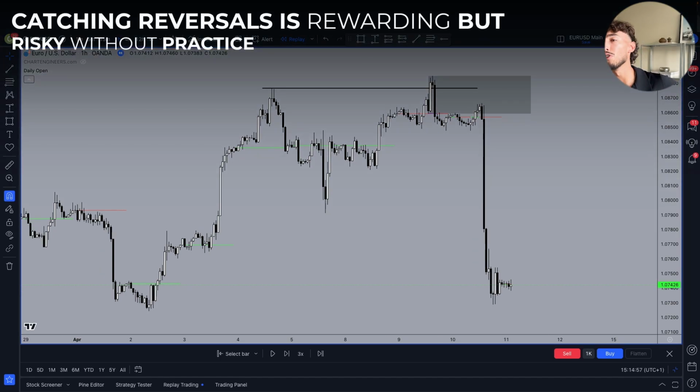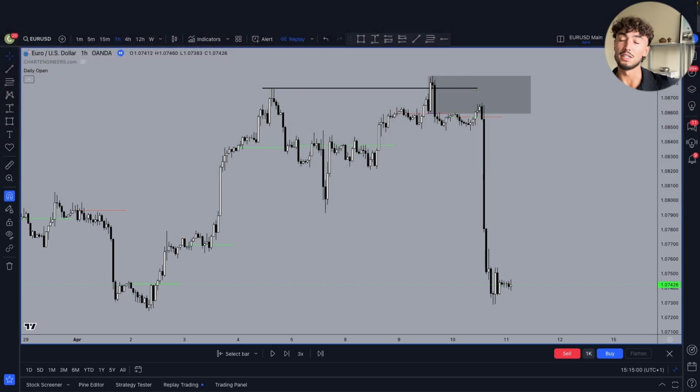Remember, while catching reversals can be incredibly rewarding, it's a skill that requires patience and plenty of practice. Don't feel pressured to predict every turn, because trading with a trend is a lot easier and a much safer route most of the time.